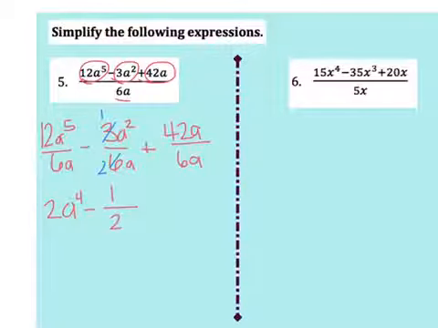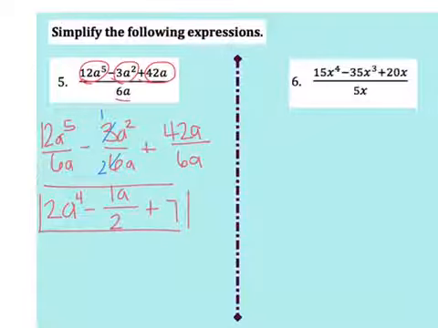And now I have my a squared divided by a. I would have 1a left. Remember, the bigger power is on top, so the a would be on top. Plus 42 divided by 6 is going to give me 7. A divided by a, those cancel out. I don't have any left there. So this is my final answer, and I'm done.